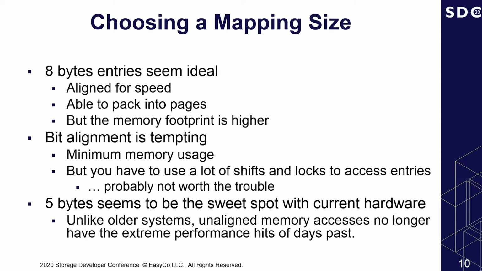A 32-bit entry is large enough to map to a 16 terabyte target. So for 40 terabytes, we actually need 34 bits. 8 bytes is tempting for speed, bit packing is tempting for space, and it turns out that a 5-byte table entry is probably a good compromise.